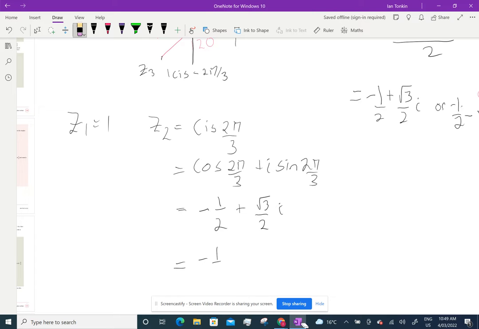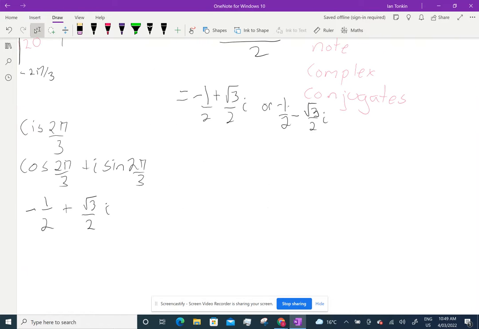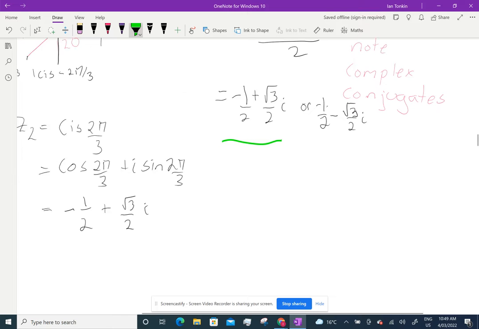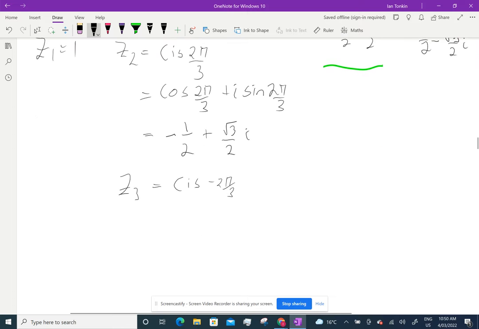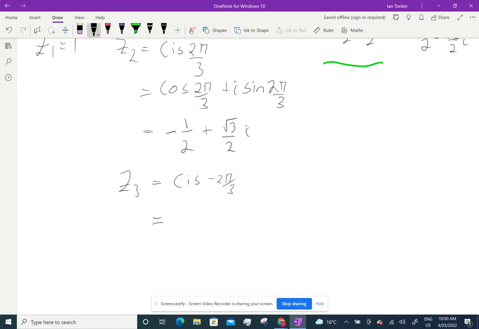I don't need to do that next line then because there it is. And there's our root over here. Can you see it's the same there? There it is, negative a half plus root 3 on 2i. And Z3 is cis negative 2 pi on 3. Well, that's exactly the same thing, except they're both negative.